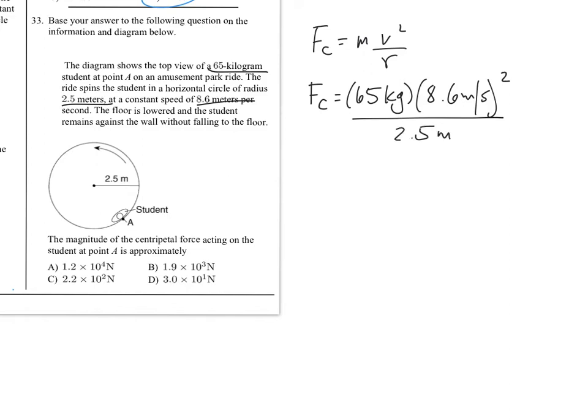Let's expand on that math. Fc is equal to 65 times 8.6 squared, which is 73.96, all over 2.5. Plugging that all in should get you 1,922.96 newtons. And looking at our choices, they're all in scientific notation. The answer is choice B.